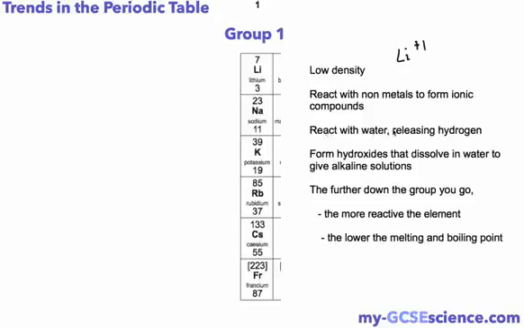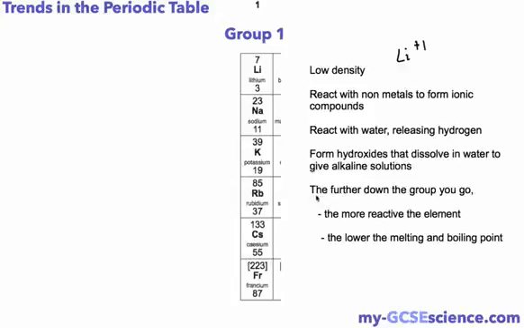They react with water to release hydrogen, and that hydrogen sometimes can catch fire if the metal is reactive enough. The next thing is that they form hydroxides. So lithium will form lithium hydroxide that will dissolve in water to give an alkaline solution. So if you drop some lithium in some water and test the water by adding pH indicator or universal indicator, you'll see that it's an alkaline solution.